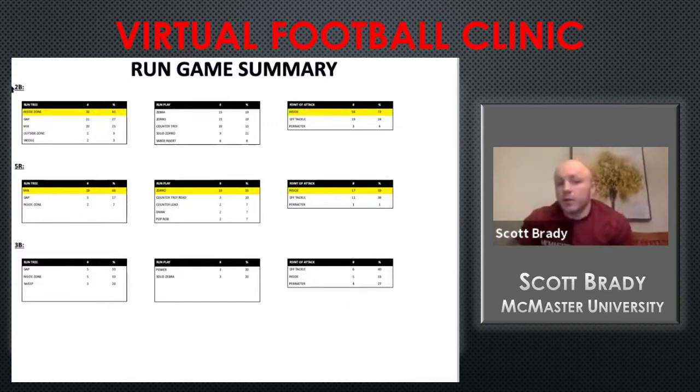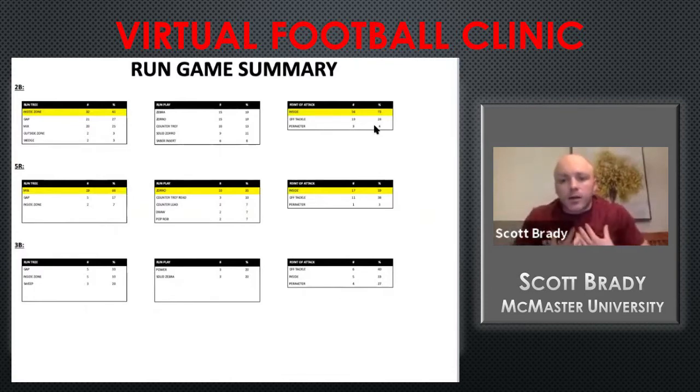So for this team, when they're in their 2-back personnel, if you look over here at point of attack, inside run, so hitting in the A or B gaps, that was 72% of their runs out of 2-back. They got a little bit of off tackle, 24%, and then only on the perimeter 3 times, so 4% of their runs out of that.